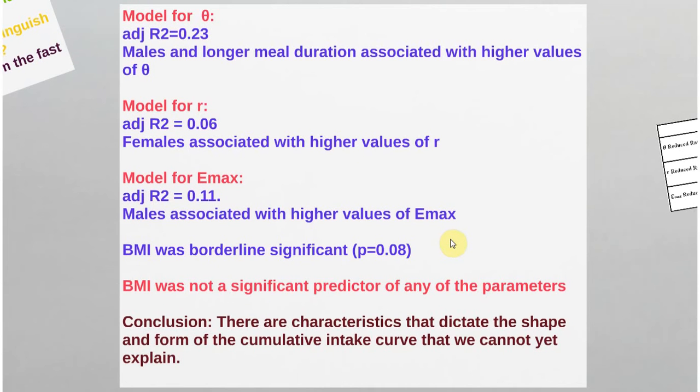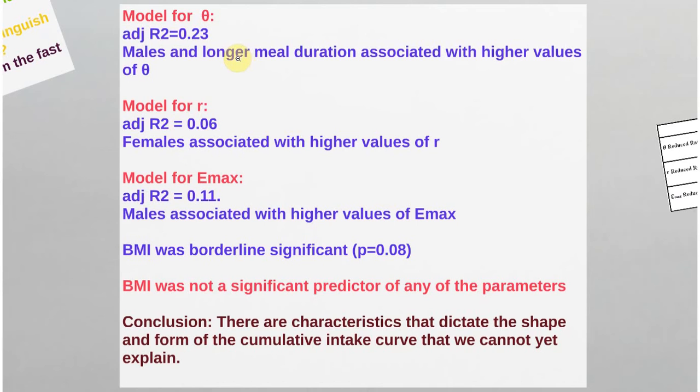So we did this. We tried to predict initial eating rates, the value for R, and the value for Emax by using what we know about individual characteristics. We hypothesized initially that body mass index would predict these parameters. Unfortunately, body mass index was not a significant predictor for any of the parameters. So there goes the hypothesis behind mindful eating. Body mass index does not look like it contributes to the cumulative intake curve shape. Well, that means that there are characteristics that dictate the form of that curve, but we don't know yet what they are. We can tell you something.